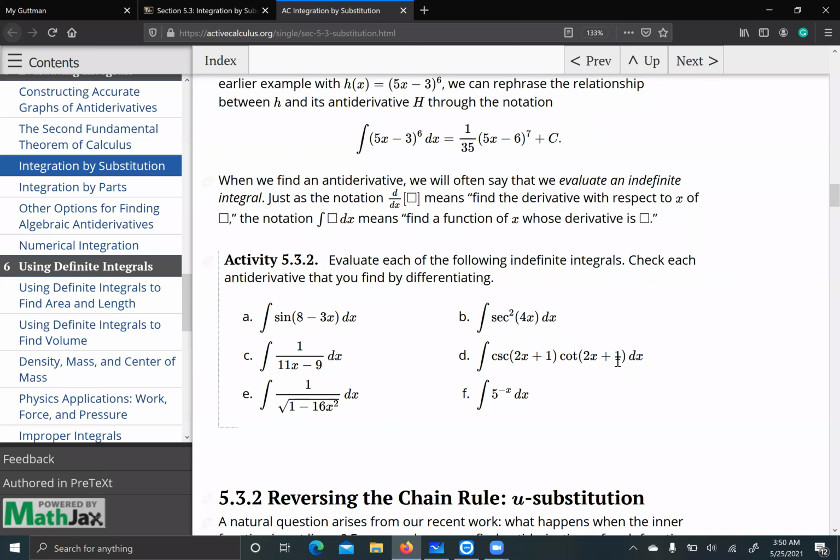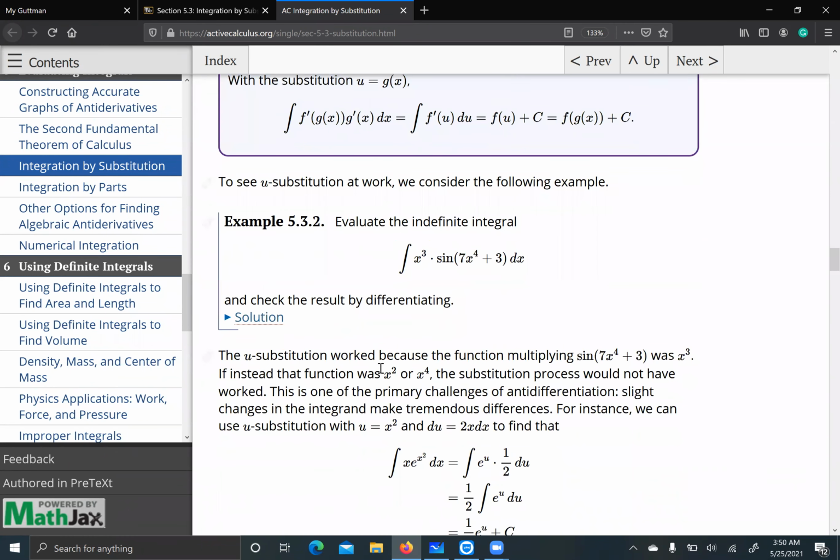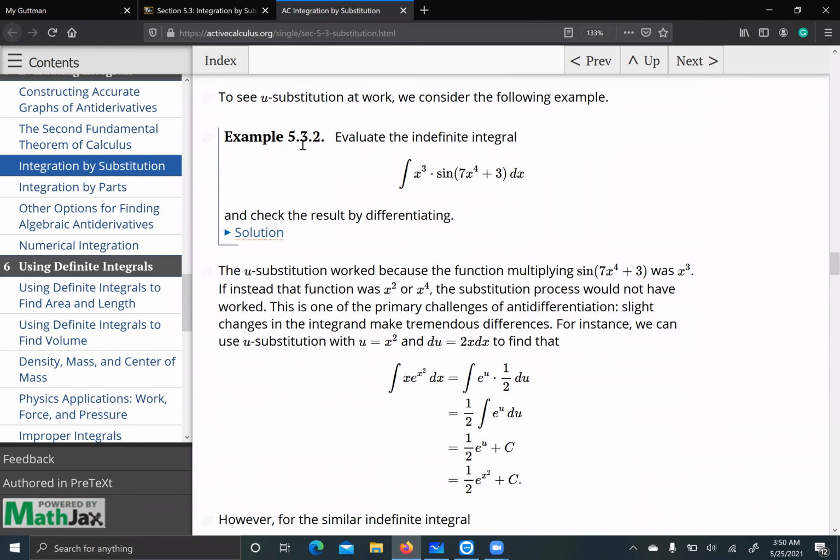Now let me show you a couple of examples that are a bit different, because in these examples, you just take the inner function as u, take the derivative, and then it's straightforward. There could be examples that need a bit more work. For example, like this one, Example 5.3.2. Evaluate this integral. Okay, so I'm going to show you this one.